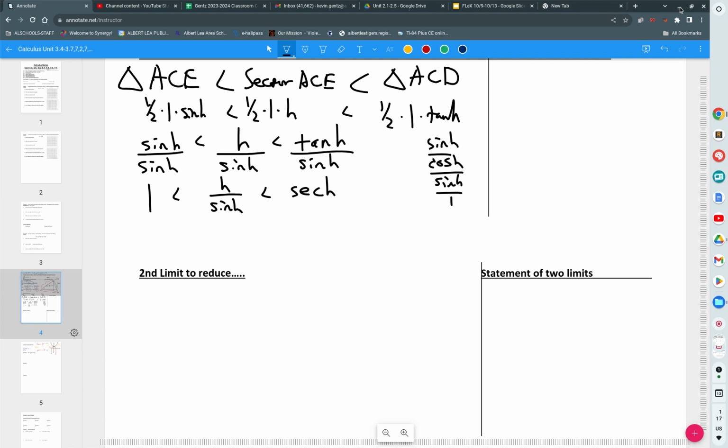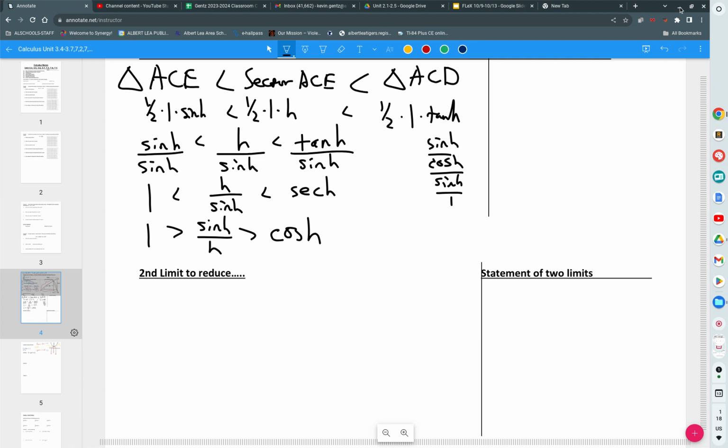So what we have here is reciprocal of 1 is 1, greater than reciprocal of H over sine of H, which is sine of H over H, greater than, what's the reciprocal of secant? Cosine. Hey, wait a minute. Why did we flip them? Because we wanted the sine of H on top.